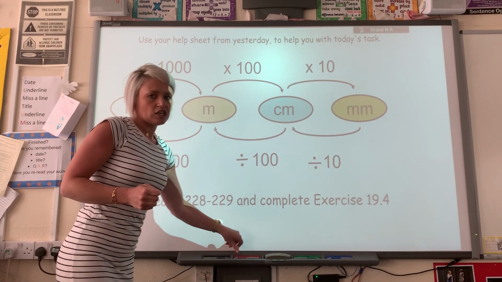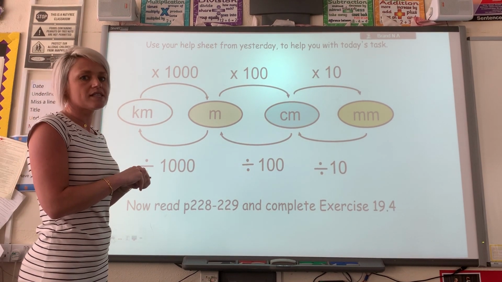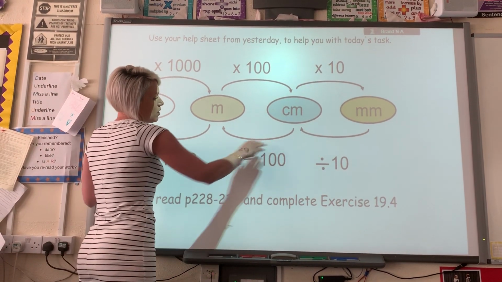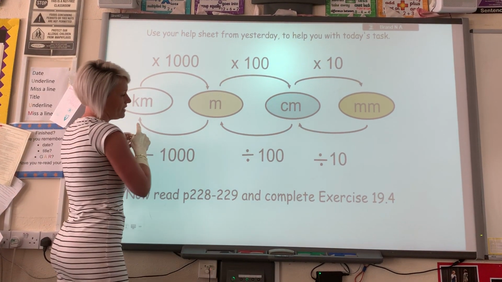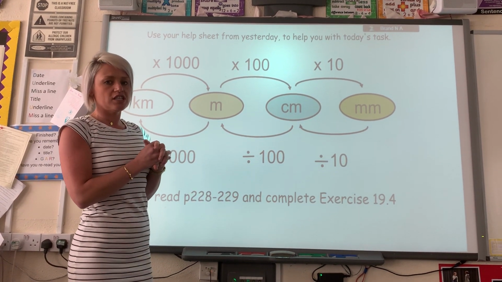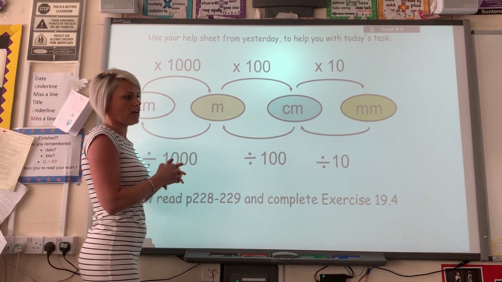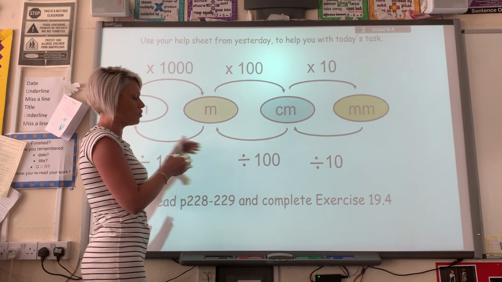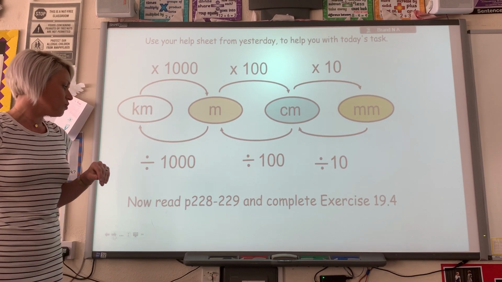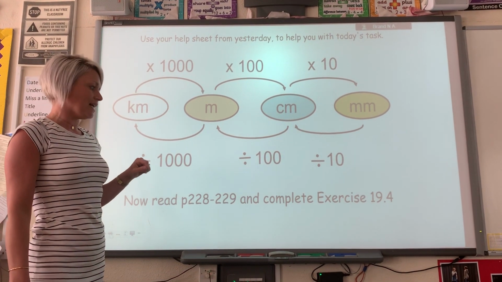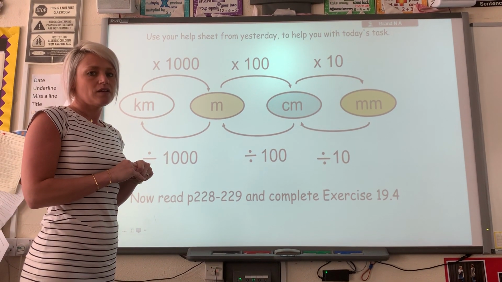So, you'll remember this sheet from yesterday. If you get it out again, because this will help you with today's task. And you're going to be using the bottom half of it today. So yesterday we did this because we're multiplying, but today we are dividing. So look carefully at what the question is asking you in the textbook and think which stage on the sheet you need to use to help you decide whether you're timesing by 10, 100 or 1,000. So today's task, you're going to be reading page 228 and 229, and then you're going to complete exercise 19.4. Okay, good luck.